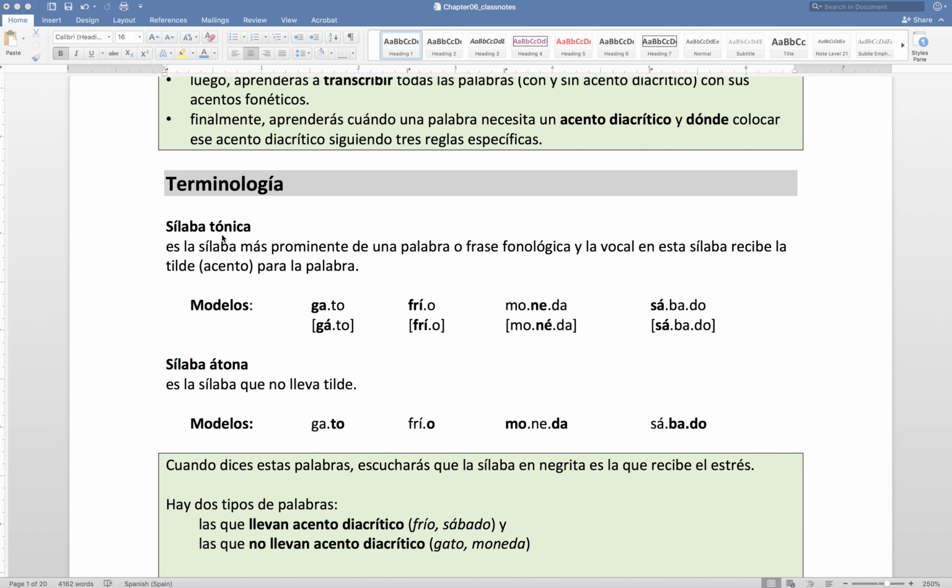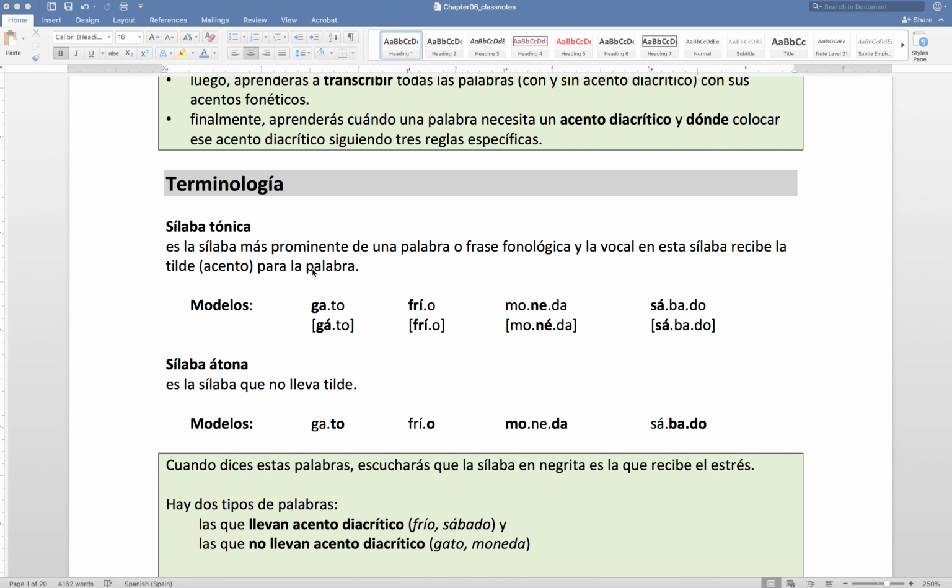And now we have to determine if a syllable of a word is tonic or not. A tonic syllable is the syllable of the word that receives the stress. So looking at these words, gato, you'll see it's in the orthographic variation. You see that the stressed syllable is bolded. You already know how to say this. We know not to say gato or frio or moneda, or sabado, only because we've heard these words quite frequently and know how to pronounce them.